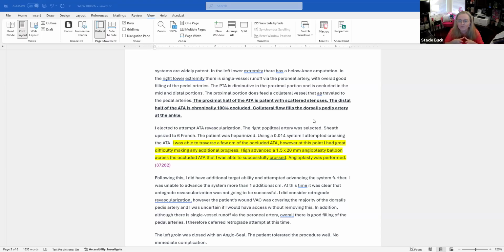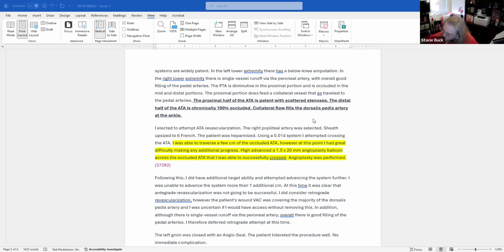And it says, "Following this, I did have additional targetability and attempted advancing the system further, but was unable to advance the system more than 1 centimeter." And then it was clear that antegrade revascularization was not going to be successful. So for this particular situation, we do have angioplasty that was completed, even though the angioplasty of the entire vessel was not completed, but there is a portion, and it is for the complex lesion. So that ends up being coded with 37282 for that complex angioplasty.